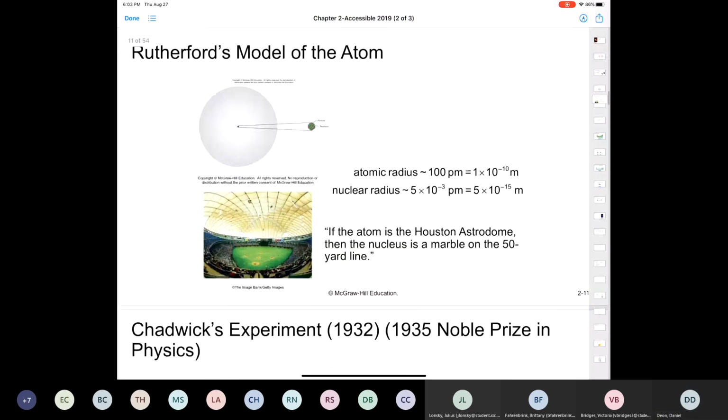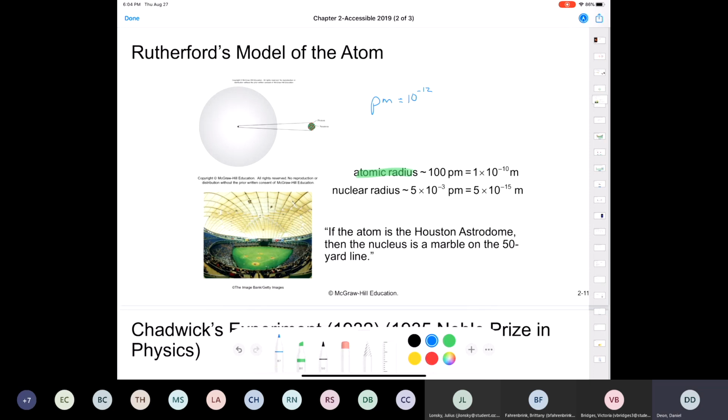Now, before we move on and talk about the neutron, I just want to tell you about the size of the nucleus compared to the size of an atom. Okay, so it says here the average atomic radius, the average size of an atom, is 100 picometers. Pico is 10 to the negative 12 meters, right? So 100 picometers. Now the nuclear radius is 5 times 10 to the negative 3 picometers.